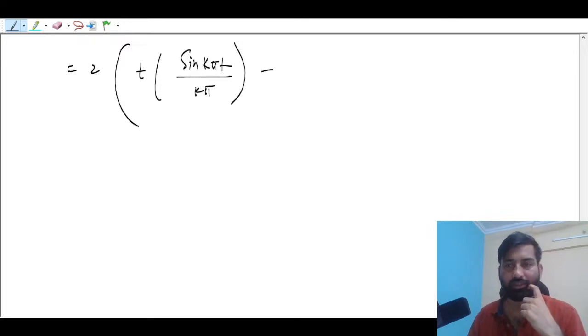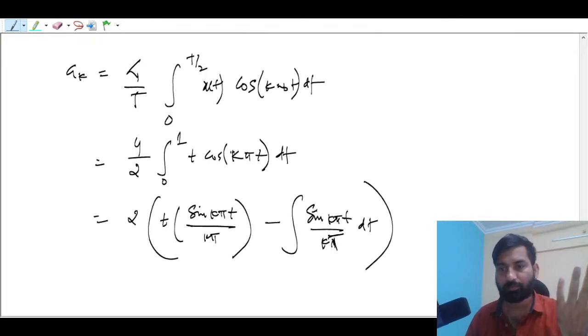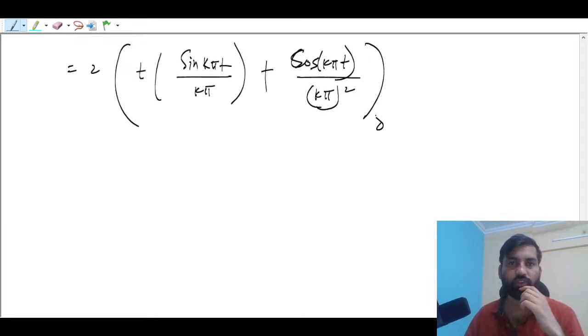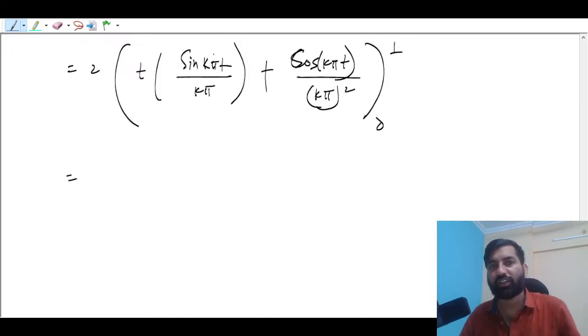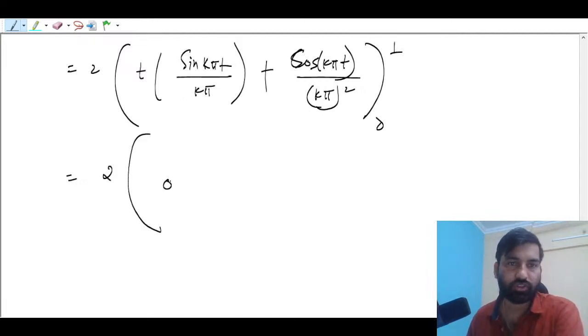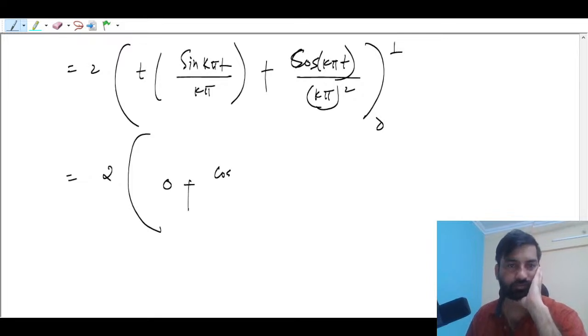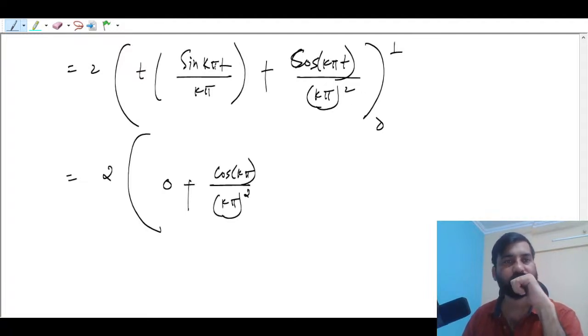k pi, if we integrate this, what will come? Cosine, so minus of minus, that is nothing but plus cosine k pi t by k pi whole square, now 0 to 1. So you know that this term, whether you put 1 in place of t and 0, it will be 0 only, so 2 times. This is 0 by default, right? Okay, it is 0 and this is going to be your cos k pi by k pi whole square. Now if you plug 0 here, it is 0 and it will be surviving minus 1 by k pi whole square.